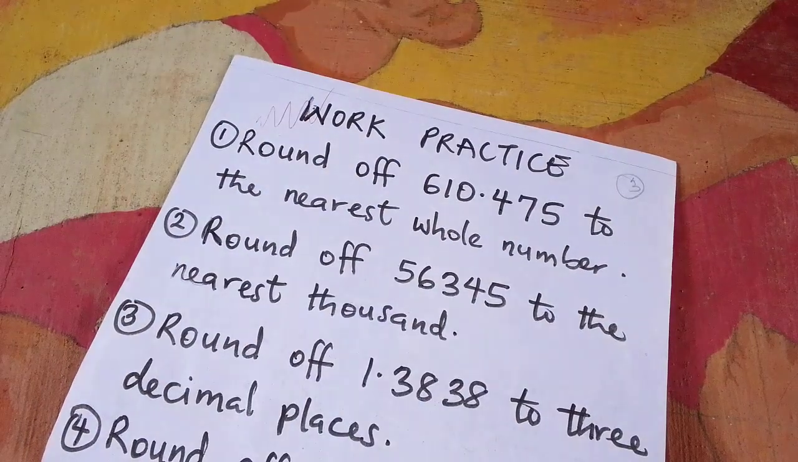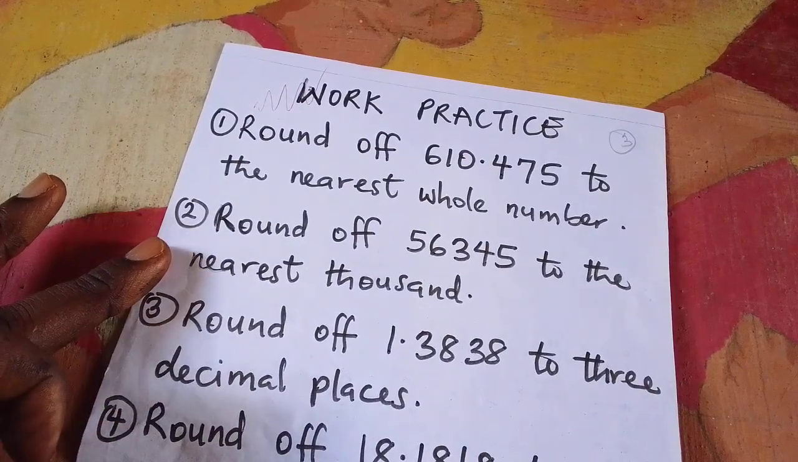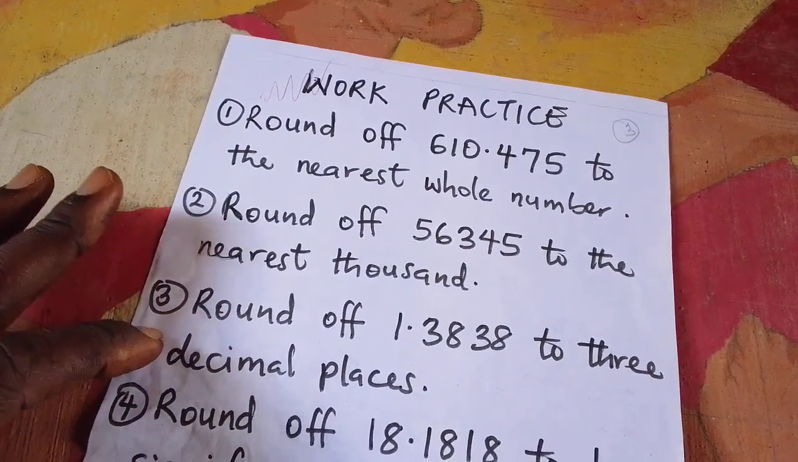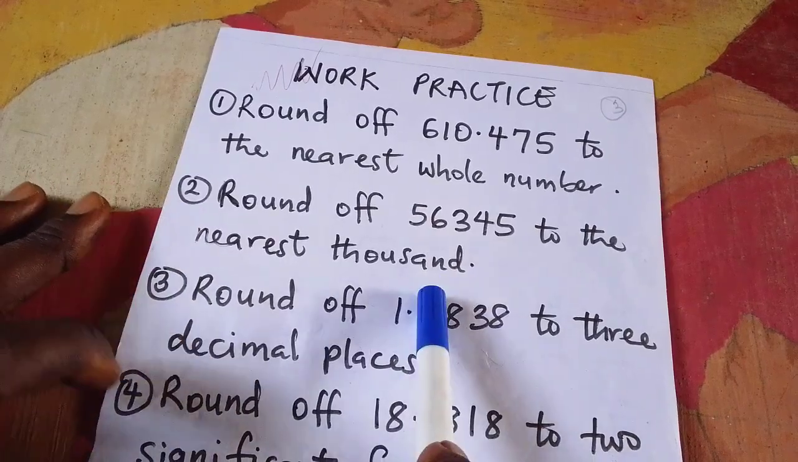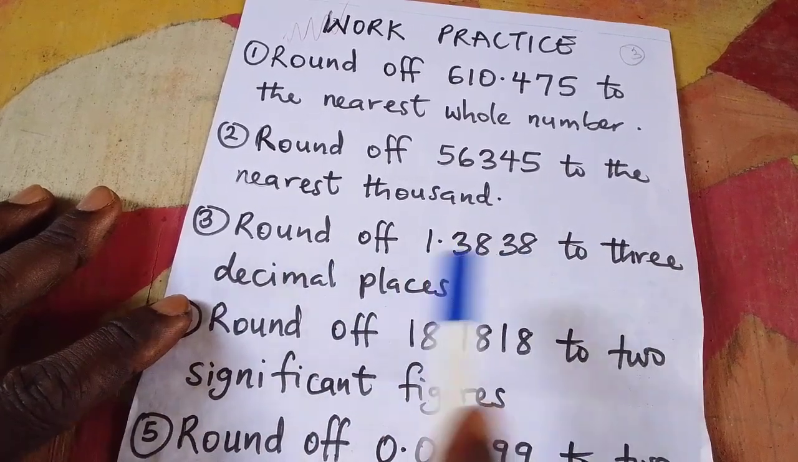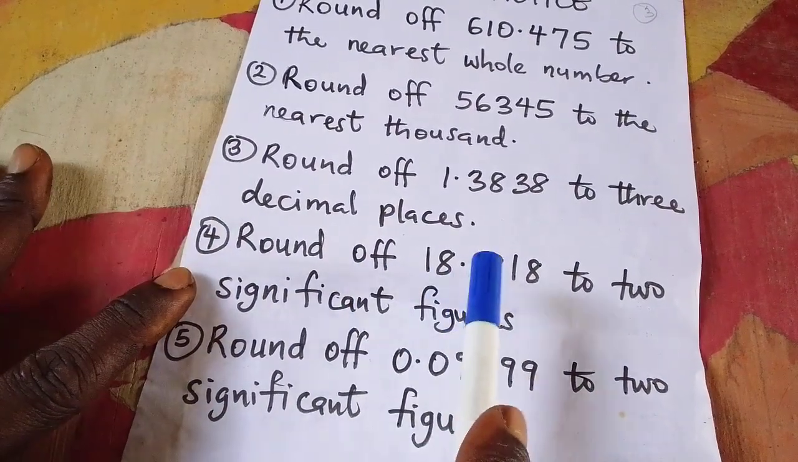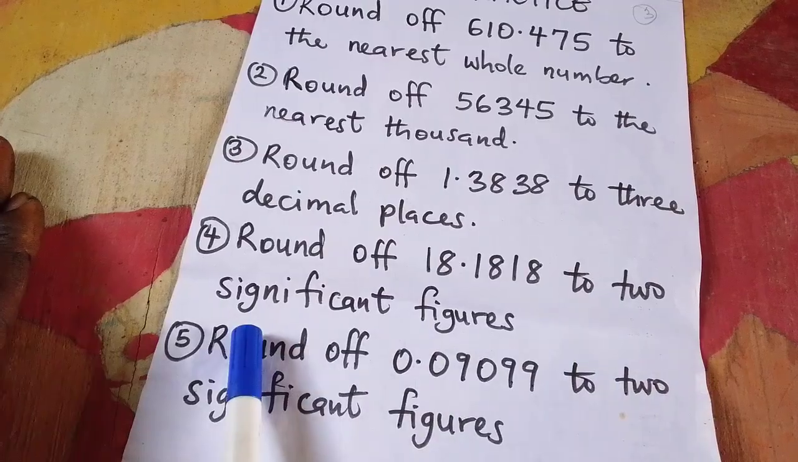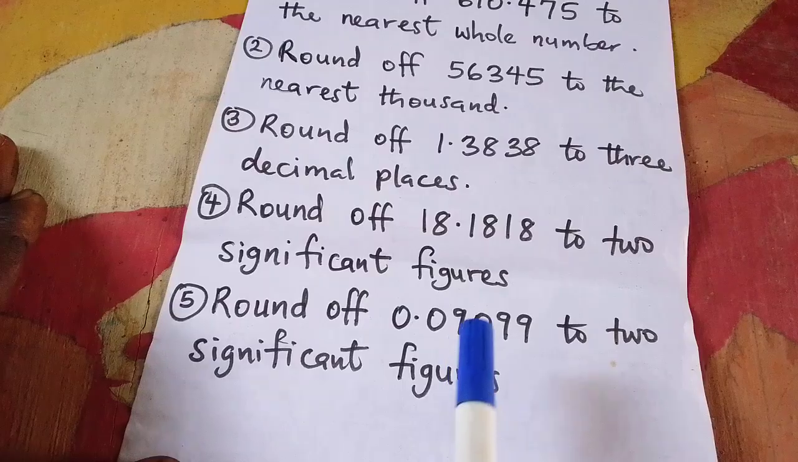Now for the work practice. Number 1, round off 610.475 to the nearest whole number. Number 2, round off 56,345 to the nearest thousand. Number 3, round off 1.3838 to 3 decimal places. Number 4, round off 18.1818 to 2 significant figures. Number 5, round off 0.09099 to 2 significant figures.